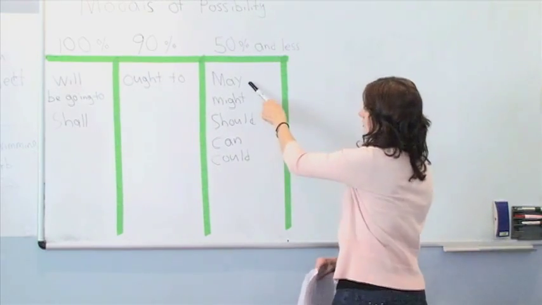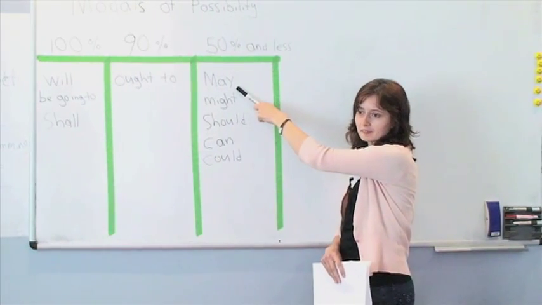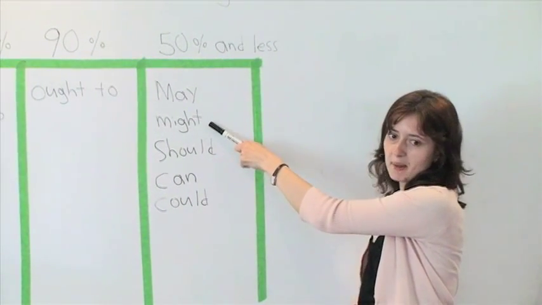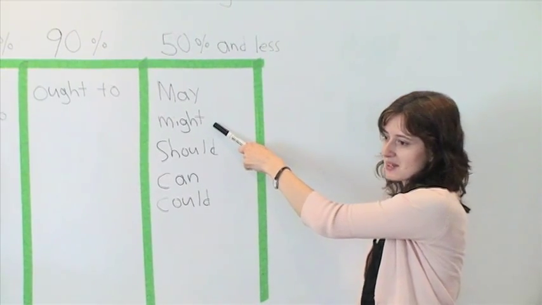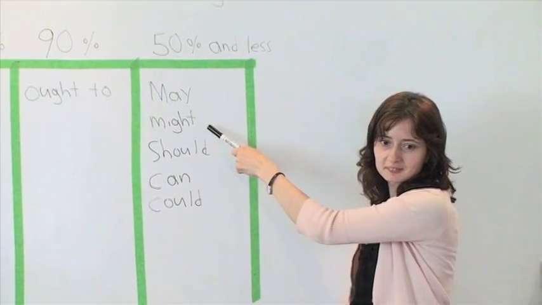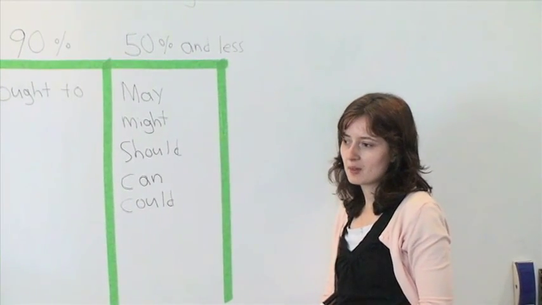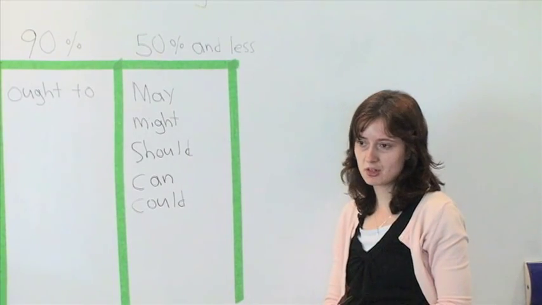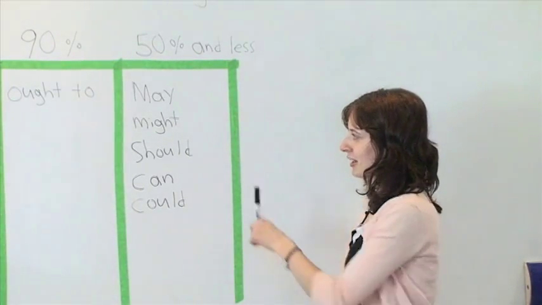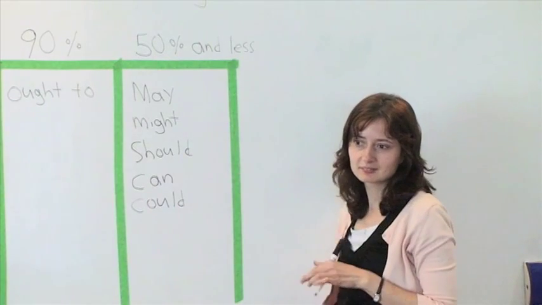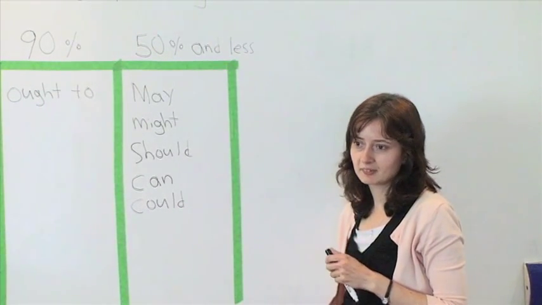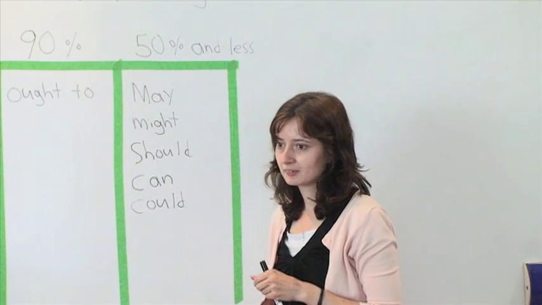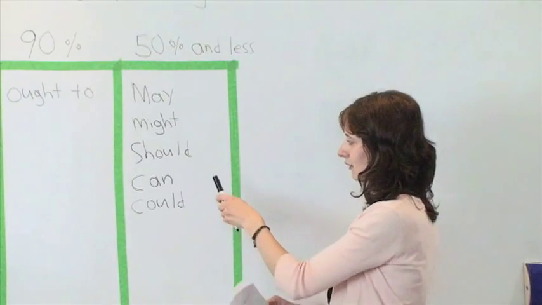So let's use this one in a sentence. May. May I go out? Yeah, good job. What about might? How can I use might? You might go to the park after class. Any other ideas how you can use might? Yeah, you could say Michael might be in the library.